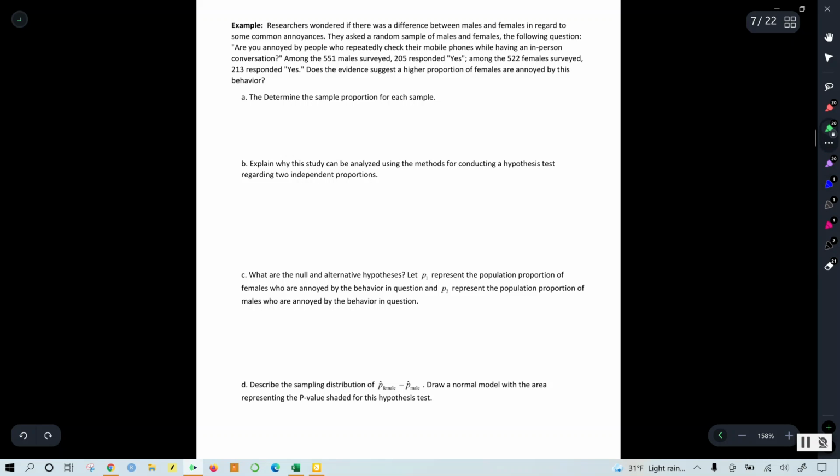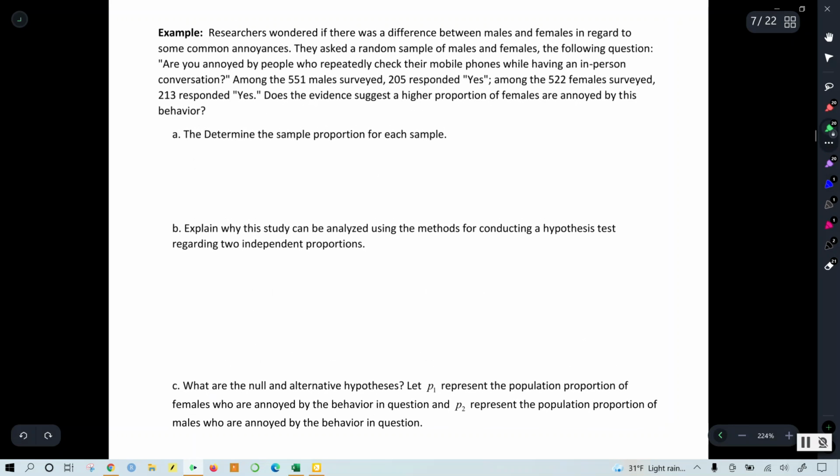In this video, we consider another example on how to test hypotheses on two populations using independent samples. This example reads as follows. Researchers wondered if there was a difference between males and females in regard to some common annoyances. They asked a random sample of males and females the following question.